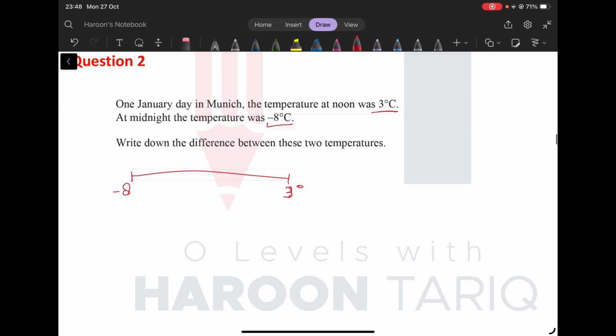The difference between these two, I'll just take a jump of 8 first so that I reach 0. And from there, I just need to take a jump of +3. Now you see the difference, 8 plus 3. I took a jump of overall 11 degrees Celsius, +11.